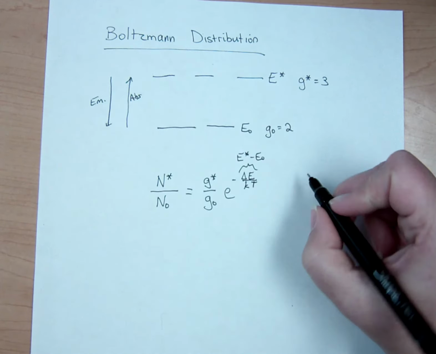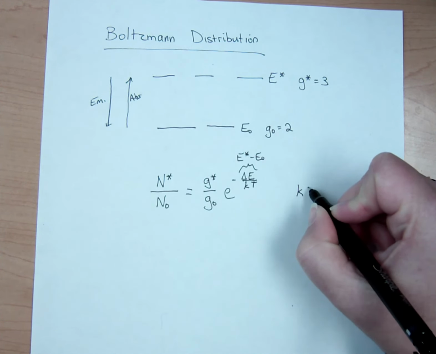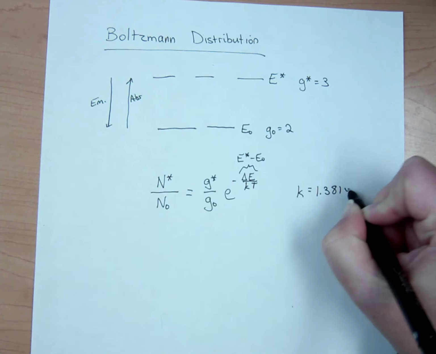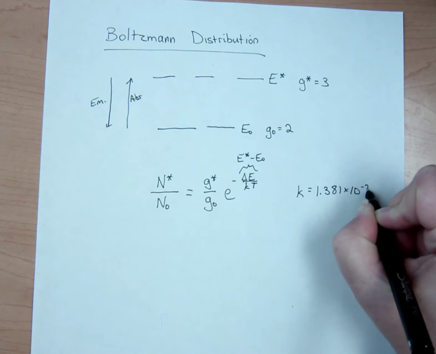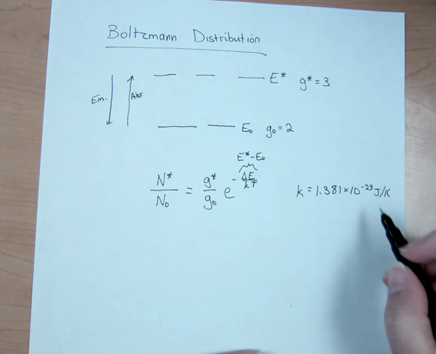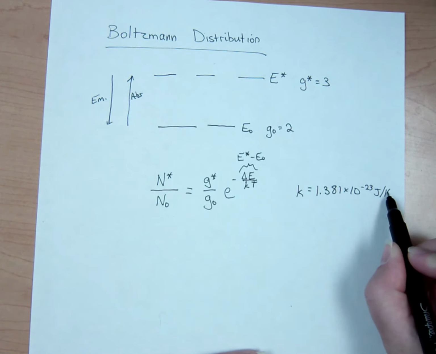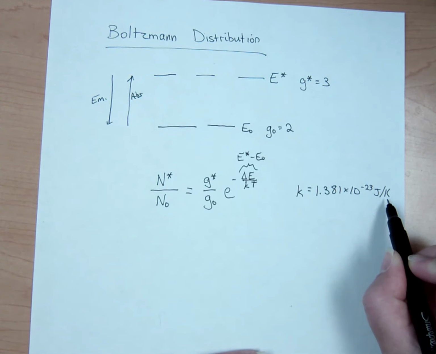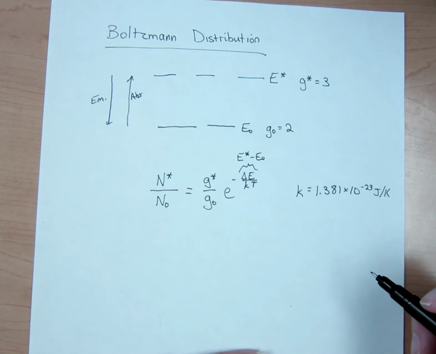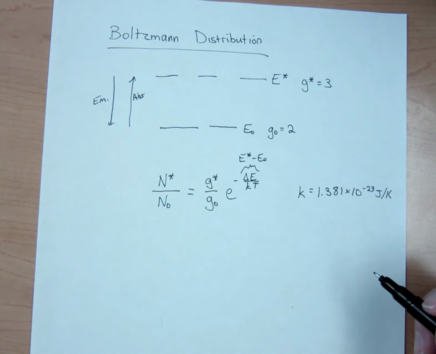Here k is the Boltzmann constant, which is equal to 1.381 times 10 to the minus 23rd joules per Kelvin. So it's energy per temperature in the units, okay, joules per Kelvin. And the T here represents your temperature. So what temperature are we working at? Okay.